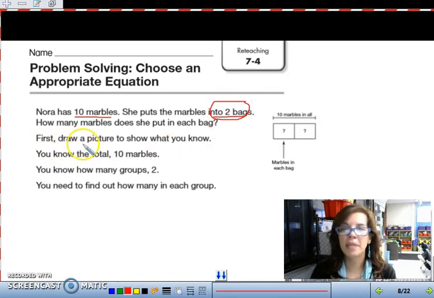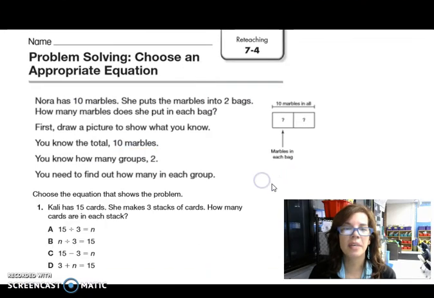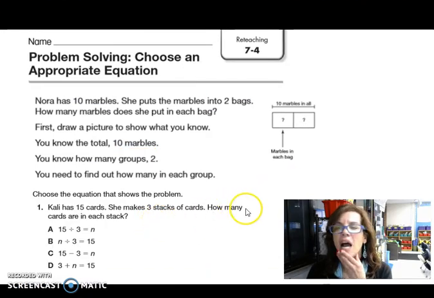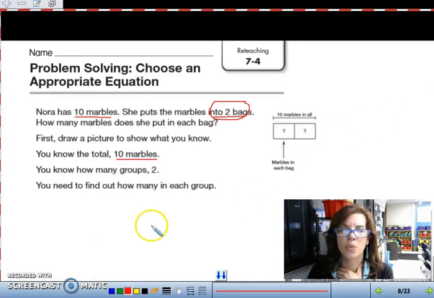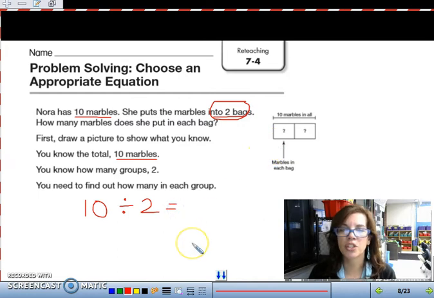So you could first draw a picture to show you what you know. In this case, you could have 2 groups, one for you, one for you, one for you, one for you. We would do that 10 times, right? And you know that you have 2 groups, so the equation that would fit best here would be, let's see. I'm thinking about the equation that would go to this one. It would be 10 divided by 2 equals, and then we would have our answer.